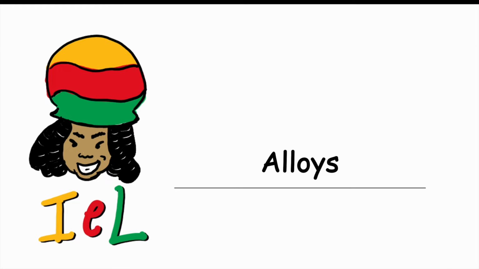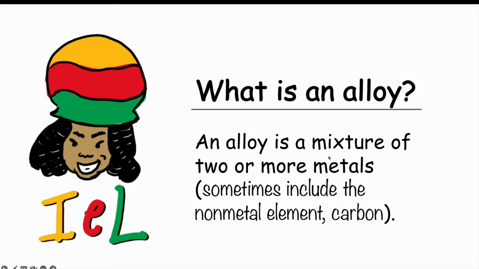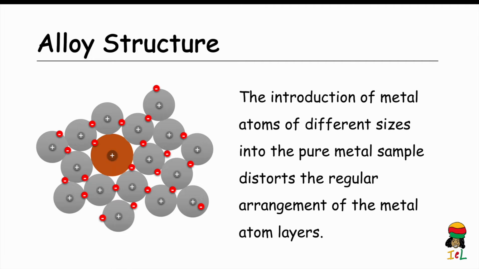So that brings us to the topic alloys. What is an alloy? An alloy is a mixture of two or more metals. Sometimes it may include a nonmetal element such as carbon. The structure of an alloy is quite different from that of the pure metal.